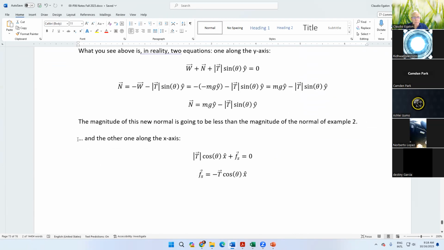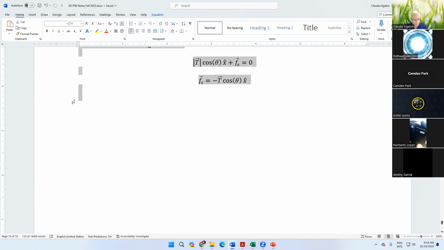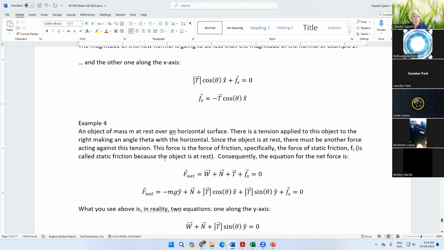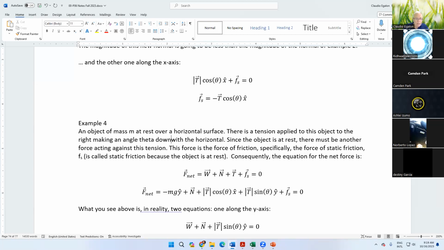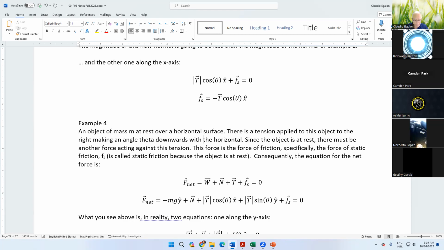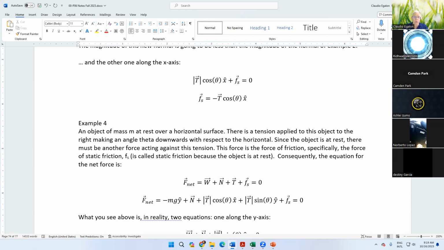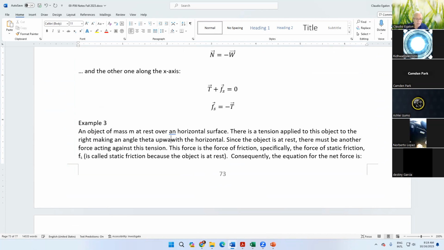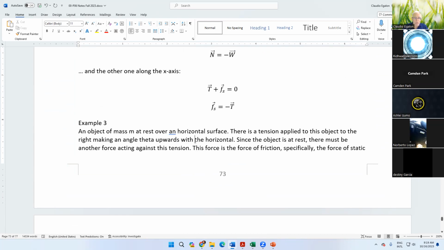Example 4: an object of mass m at rest over a horizontal surface. There is a tension applied to this object to the right, making an angle theta downwards with respect to the horizontal. Here the other one was making an angle theta upwards with respect to the horizontal.